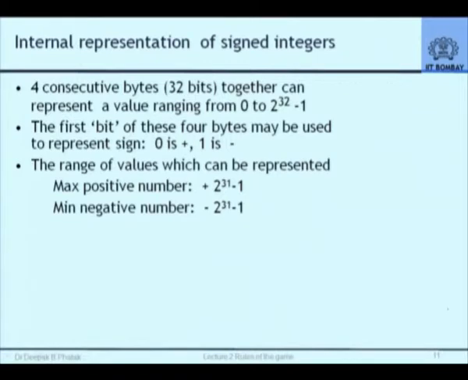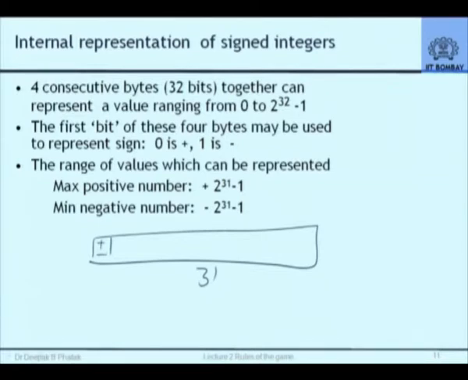Consequently, the range of values which can be represented will reduce by how much? Here are 31 bits, and here is a 0 or 1 sign. What is the largest value that you can represent by 31 bits? Largest value is 2 to the power 31 minus 1. All ones.